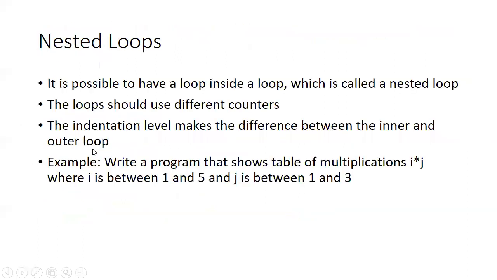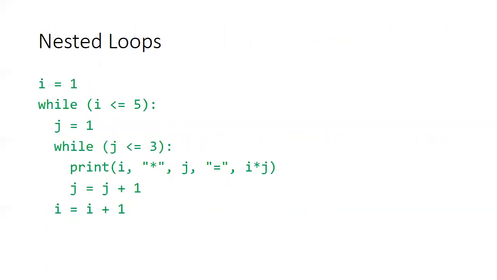All right, so a nested loop. The idea of a nested loop is you have one loop running inside another loop. Do you see that we've got an outer loop here and an inner loop? What's going to happen is the outer loop is going to run how many times?